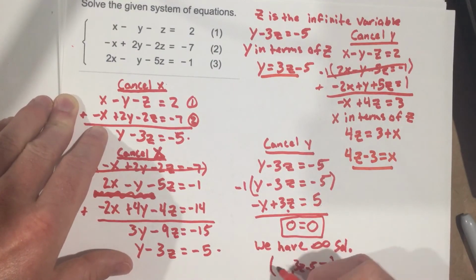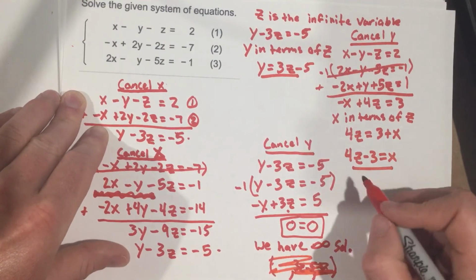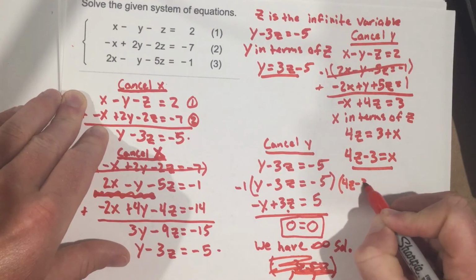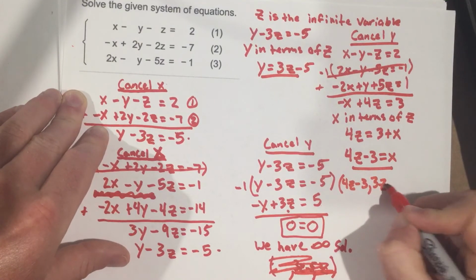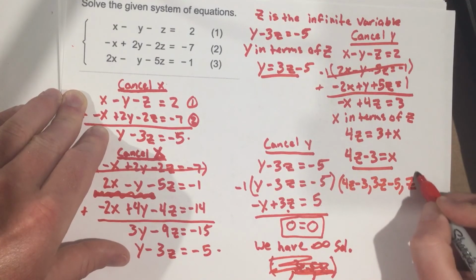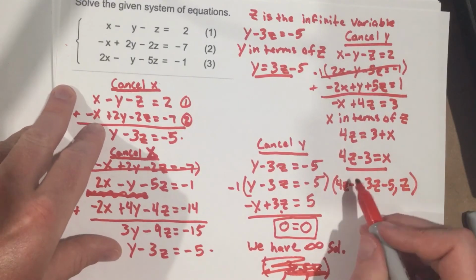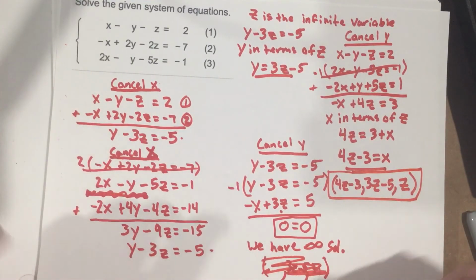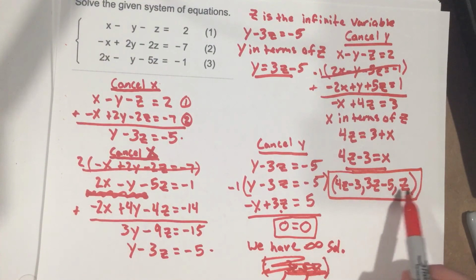So my front term here, and actually I'm going to rewrite this right here. So my first term is 4z minus 3. My middle term is 3z minus 5. And my last term is z, which is my infinite variable. And so this is my infinite solution, because now both of these are based off of the z variable, and the z variable can be any number.